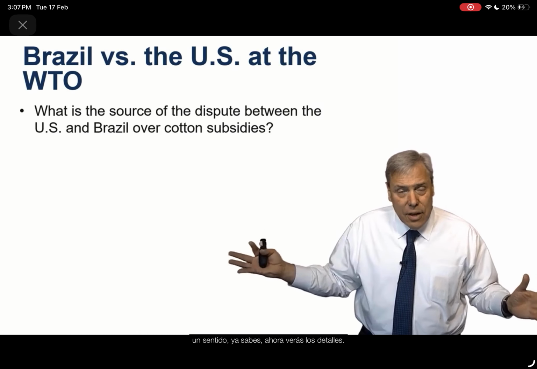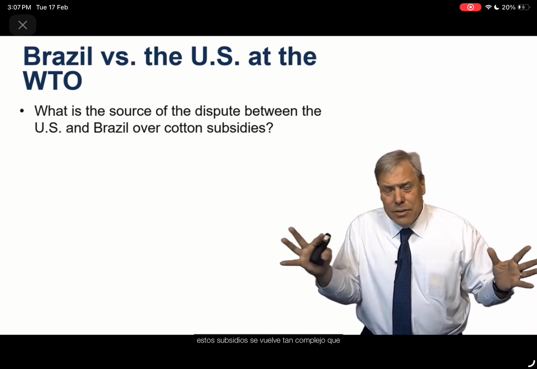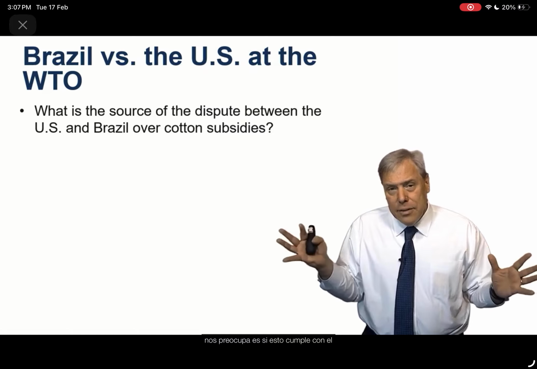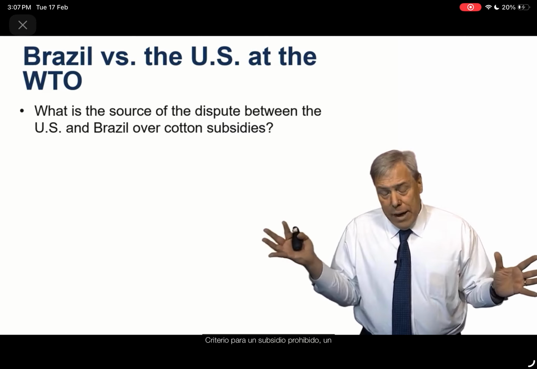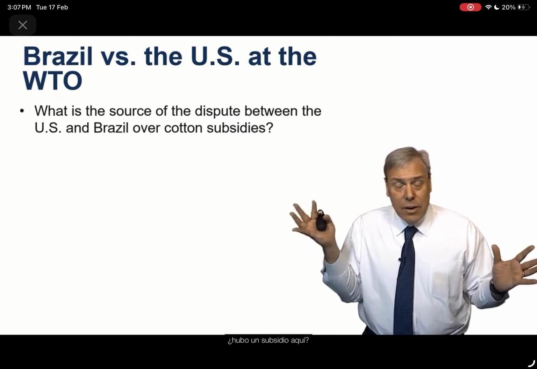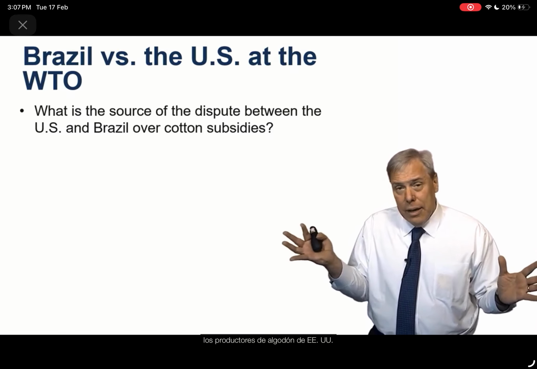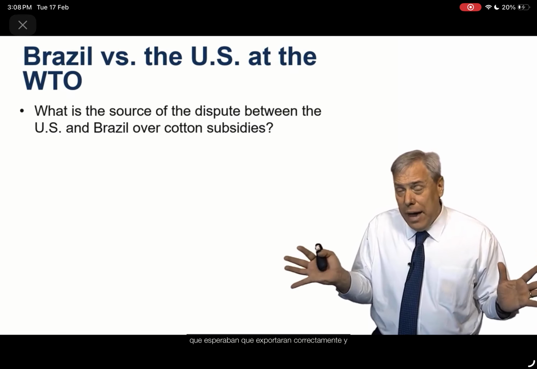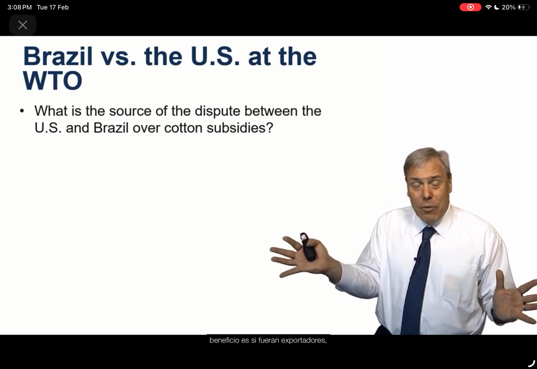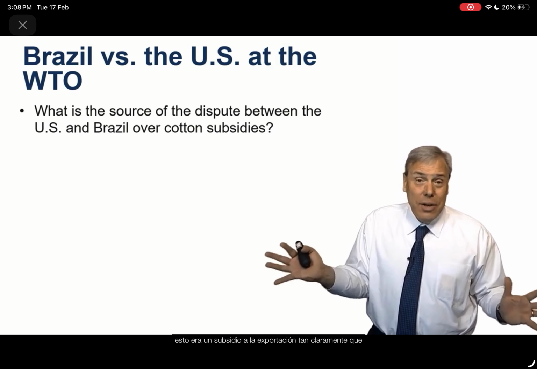You see the details. Now, the exact intricacies and details of these subsidies get so complex. That isn't really what concerns us. But what does concern us is, does this meet the criterion for a prohibited export subsidy? In other words, was there a financial benefit the U.S. government was giving to the U.S. cotton farmers that expected them to export? And since the only way they could get the benefit is if they were exporters, I think it was pretty clear this was an export subsidy.